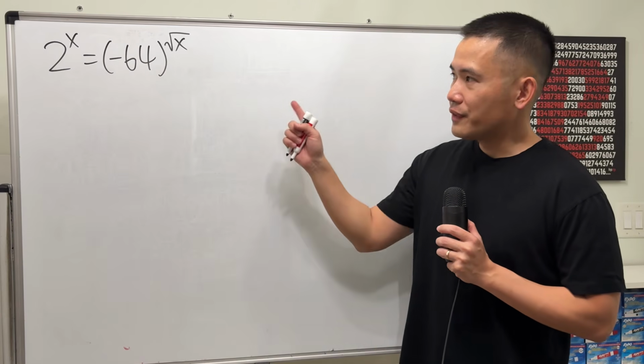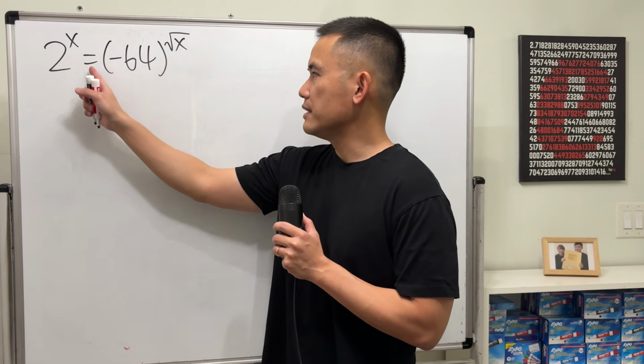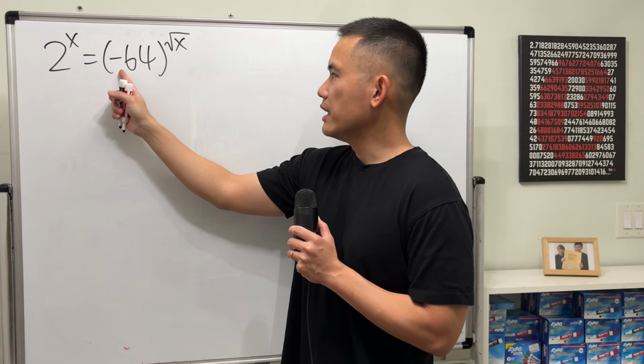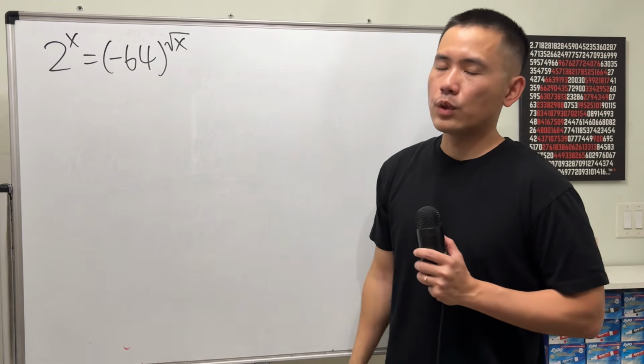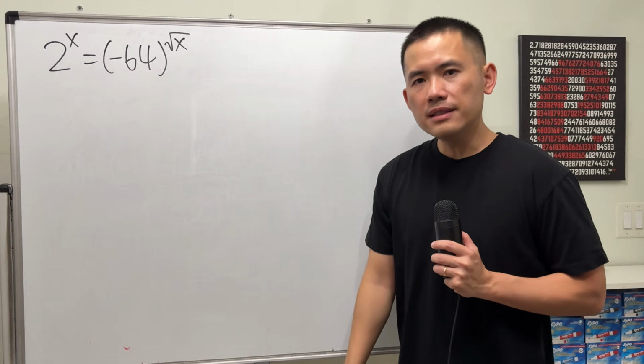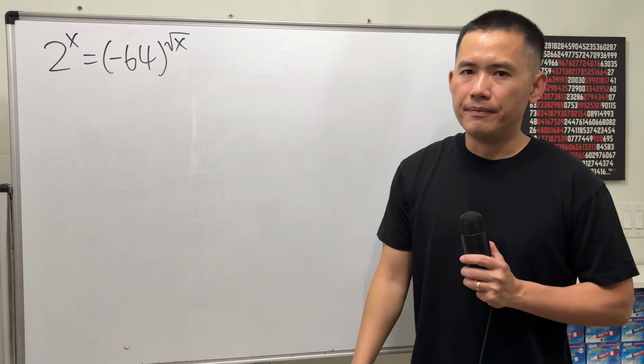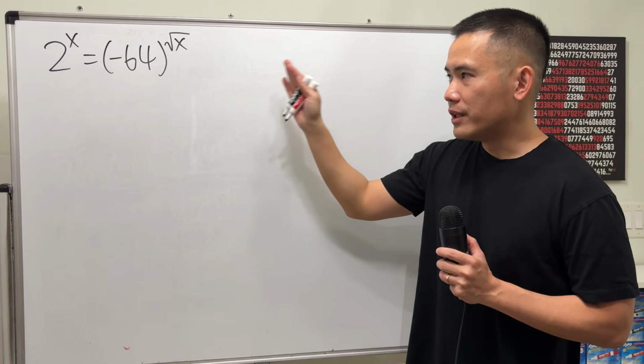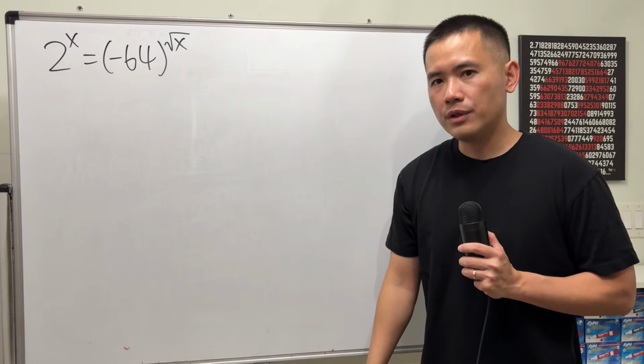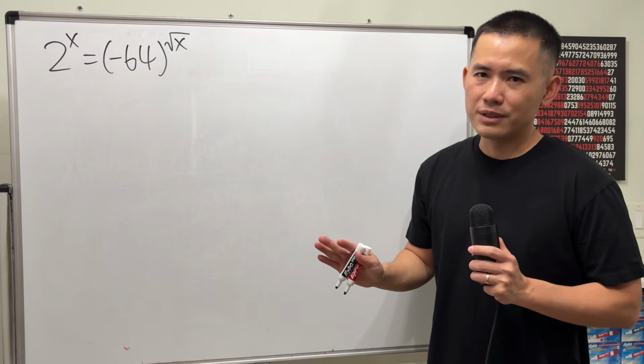Let's see how we are going to solve this equation. We have 2 to the x is equal to (negative 64) raised to the square root of x power. And this is unusual because we have a negative base here. But I will tell you though, for this one in particular, we still have a good answer. It's just real numbers, by the way.